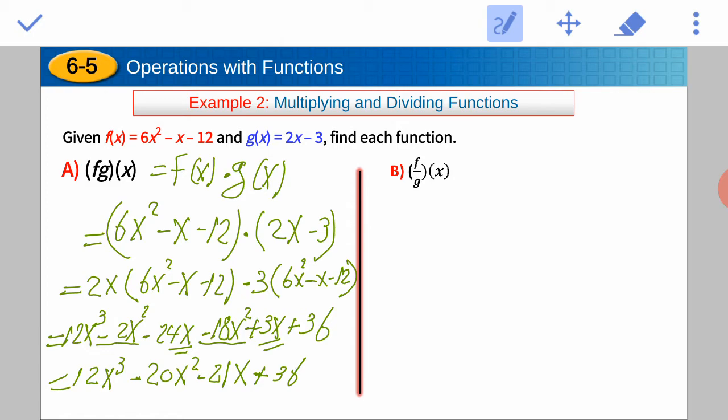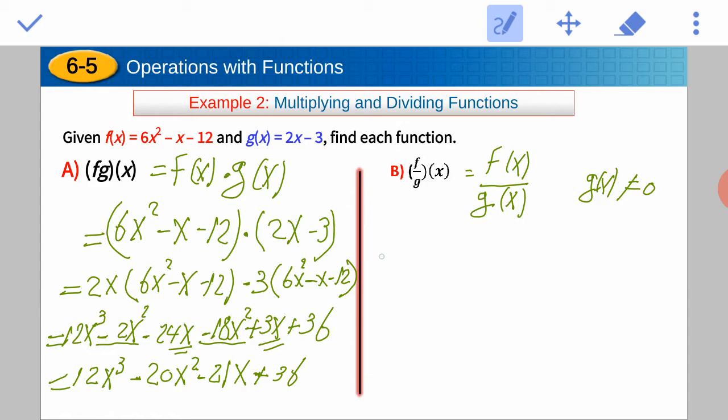Now, what about the quotient? The rule of the quotient is simply the top function, the one in the numerator, f of x, divided by the one in the denominator, g of x. But be aware, guys, there is a very important condition this time: g of x is not equal to 0. You know the reason? Because when you divide by 0, it's a math error, it's nonsense. So we cannot take any value that makes g of x equal to 0. We're going to exclude any x value that makes g of x equal 0 from the domain of this quotient.